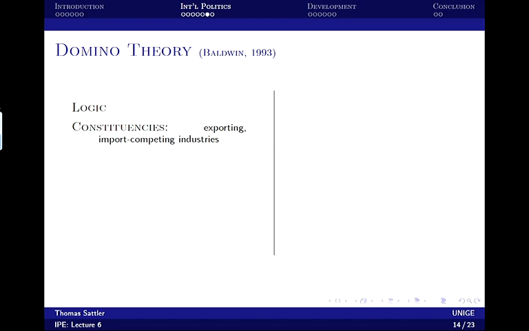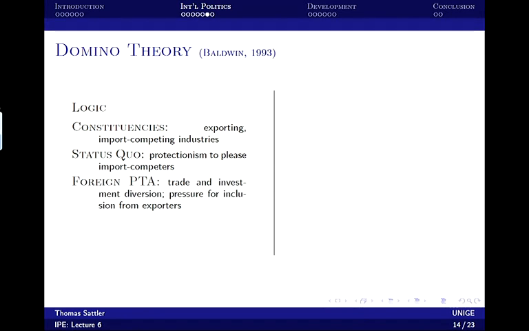So we start from the basic ideas from last week. We have an export-oriented industry, and we have an import-competing industry in a country. And the status quo is protectionism. So we are in a prisoner's dilemma world where we have protectionism because the government wants to please those firms that benefit from protection, which is those who are not competitive, who compete against imports from abroad.